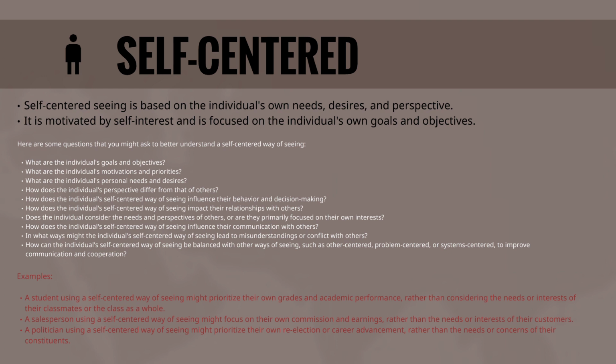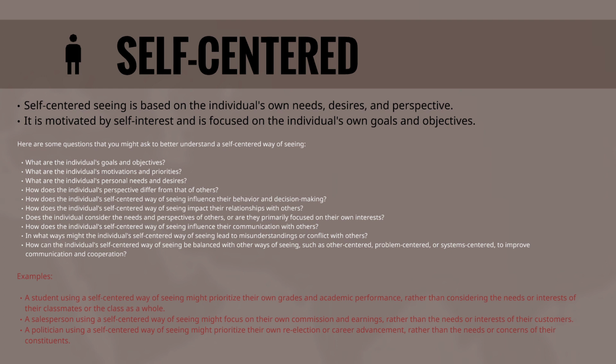Next, consider how the individual's self-centered way of seeing influences their behavior and decision making. How does it impact their relationship with others? Do they consider the needs and perspectives of others, or are they primarily focused on their own interest? It is also important to consider how the individual's self-centered way of seeing influences their communication with others, and in what ways it may lead to misunderstandings or conflicts. Finally, consider how the individual's self-centered way of seeing may be balanced with other ways of seeing, such as the other-centered, problem-centered, or system-centered approach to improve communication and collaboration.